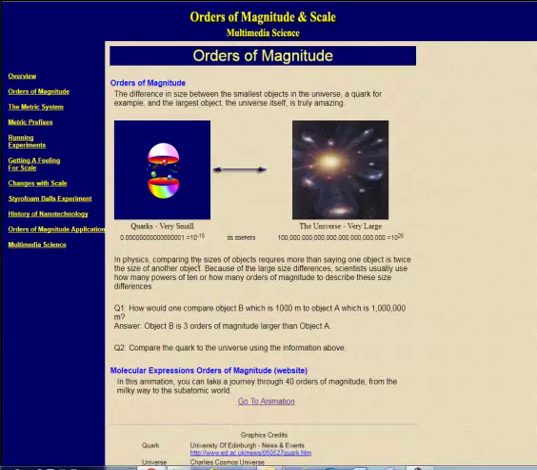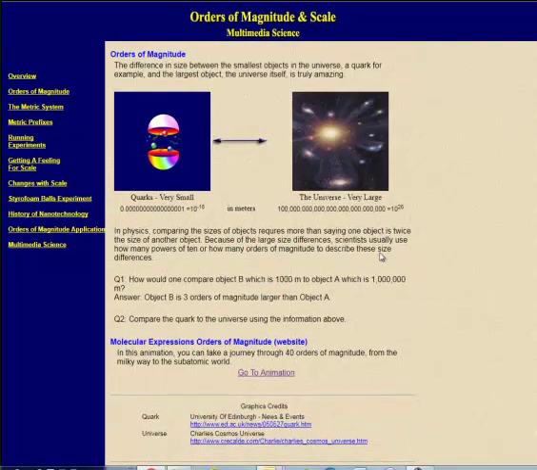Let's just quickly take a look at the idea of an order of magnitude. It shows that we can go from 10 to the minus 18th, that's a quark, all the way up to 10 to the 26, which is the size of the universe. So an order of magnitude is increasing or decreasing the size by a factor of 10. There are links to various websites that you can use as part of the presentation.